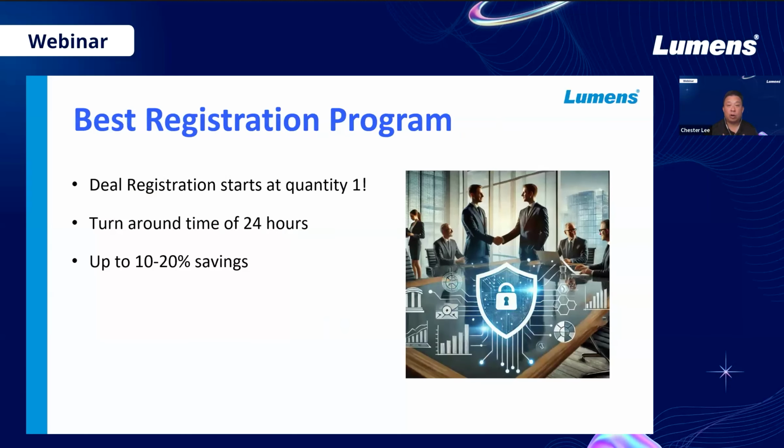In addition, for our integrators and also for our end users, we have a very simplified registration program. All it takes is 1 unit to register your opportunity with Lumens. We'll typically have a 24-hour turnaround time, and usually we're faster than that, about 4 to 8 hours, but we'll say 24-hour turnaround time for your registration to be reviewed and approved. If there are issues, or maybe it's already been registered with another partner, we'll let you know within 24 hours. The registration program will give you between 10 to 20% in savings on our products.